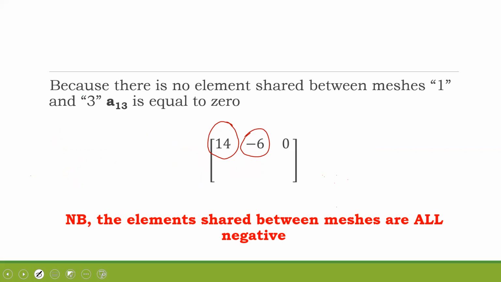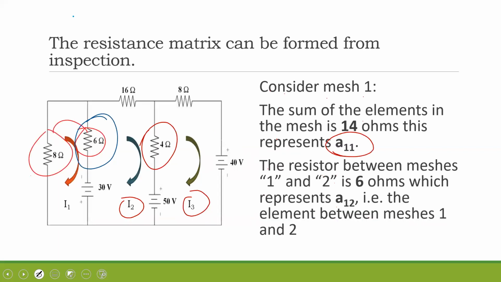And then the 0 occurs because there is no connection, no link between meshes 1 and 3. Mesh 1 is all the way over here, separated from mesh 3, so there's no physical connection or element linking the two meshes. That's where we get the 0 from.